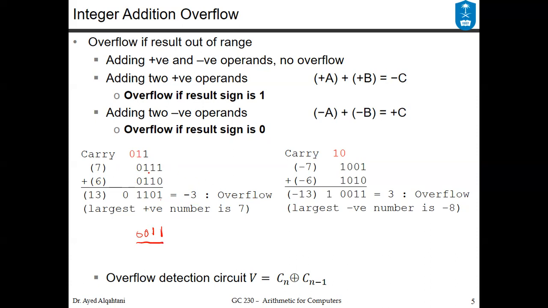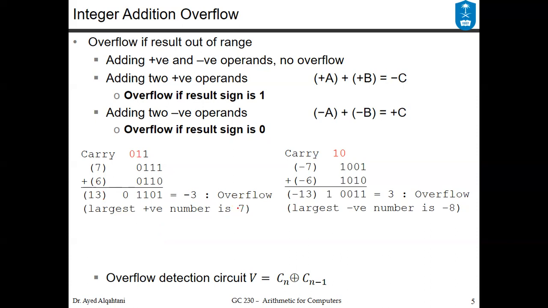And the reason is, we know that 7 plus 6 should be 13. But 13 cannot be represented in 4 bits. The largest positive number, as we said, is positive 7. And that's the reason for the overflow.